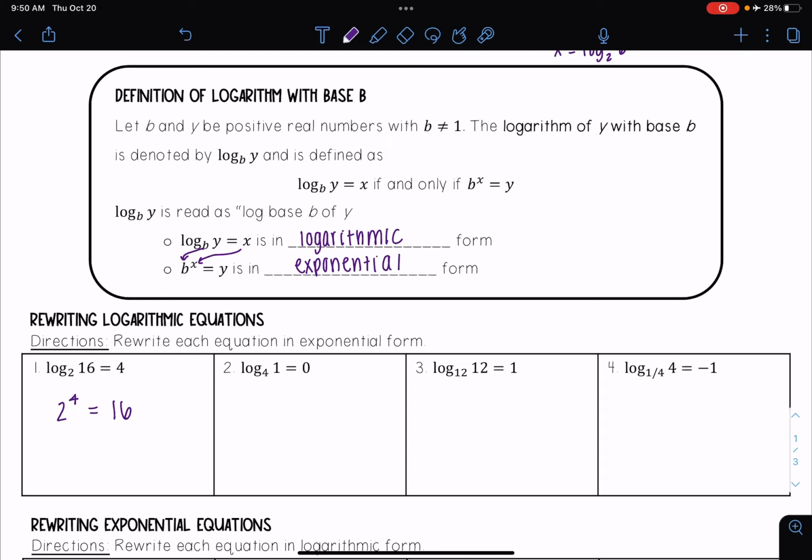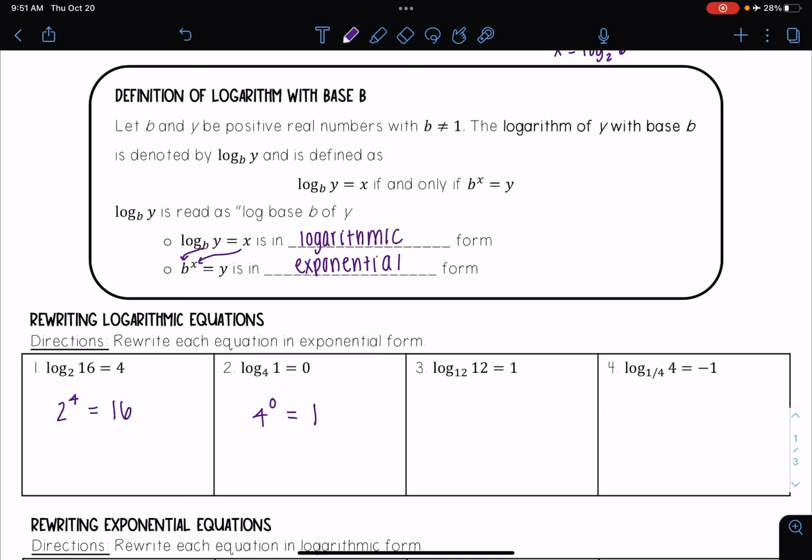Number 2, I have log base 4 of 1 is equal to 0. So my base 4 is still the base in my equation. My exponent is what it's equal to, and it's equal to 1. Check my work, 4 raised to the 0 power is 1.